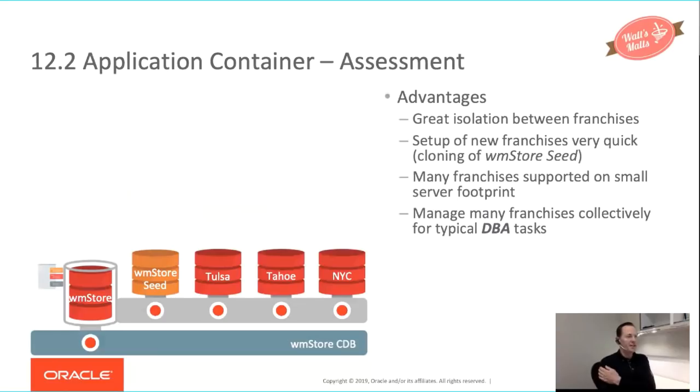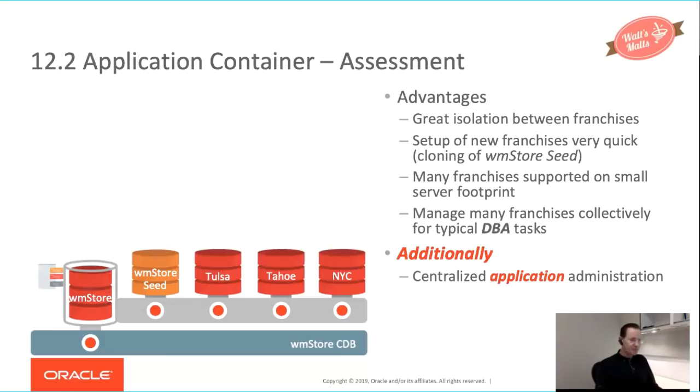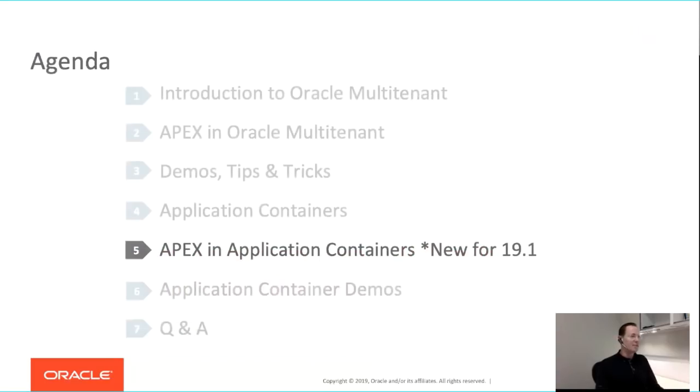So some of the advantages are that you can create the software as a service model and provide isolation between your franchises. You can set up new franchises very quickly because you just clone from the seed, kind of like what we did earlier. And since you're using the multi-tenant architecture, you can support many franchises on a smaller server footprint. And then you can manage these franchises collectively on DBA tasks at the CDB level. Additionally, you have centralized application administration because you saw in this example where we just installed the update in the application root, and then this PDB is simply synced, and as well you have that aggregation I mentioned.